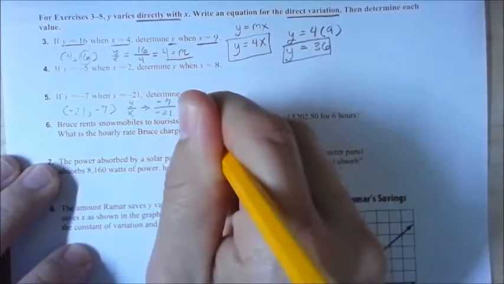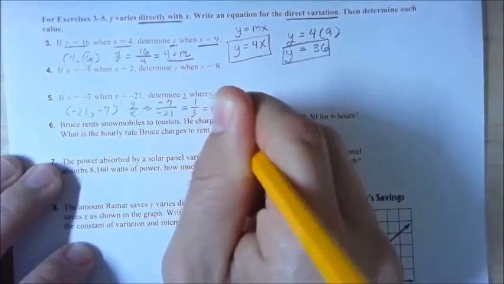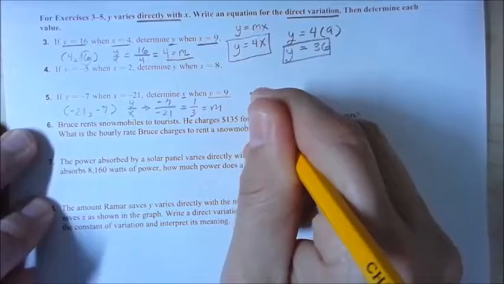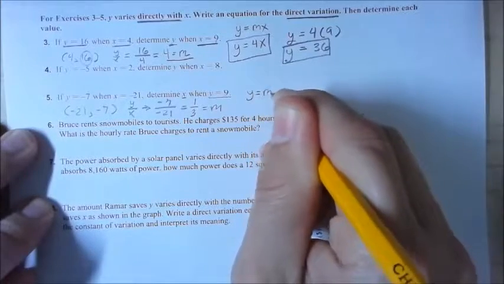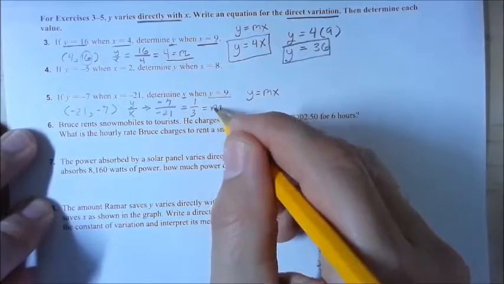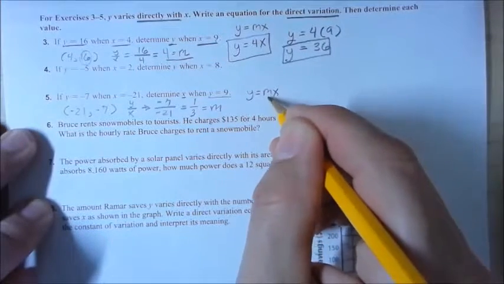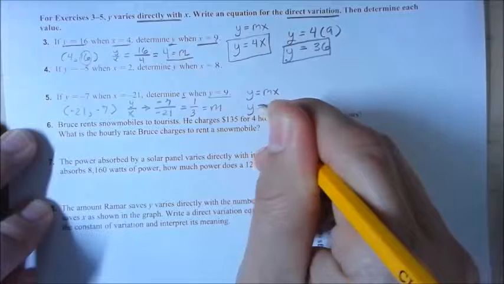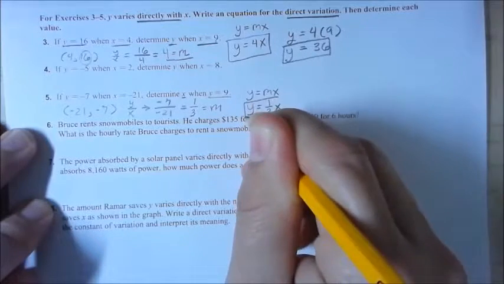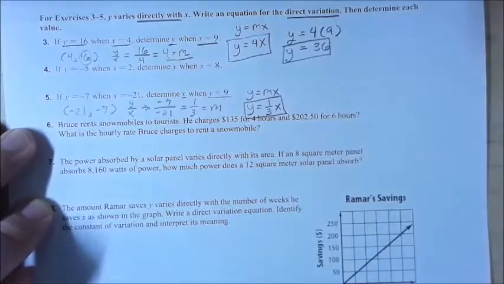So I have a positive 1/3 is equal to m. So now that I know my m, I can write my equation. Remember, our equation is always going to be y equals mx. That's our direct variation equation. And since we know m is equal to 1/3, we just need to plug that in for m. So our equation is y is equal to 1/3 x. And box it, because that's part of your answer.